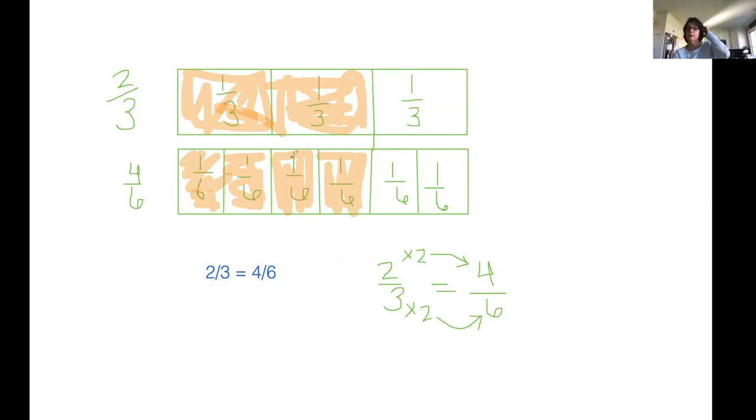I'd like you to start with the models and the pictures because that cements the concept more in your mind than just doing this mathematical expression. So the pictures, once again, are really, really important for us developing a conceptual understanding of equivalent fractions.